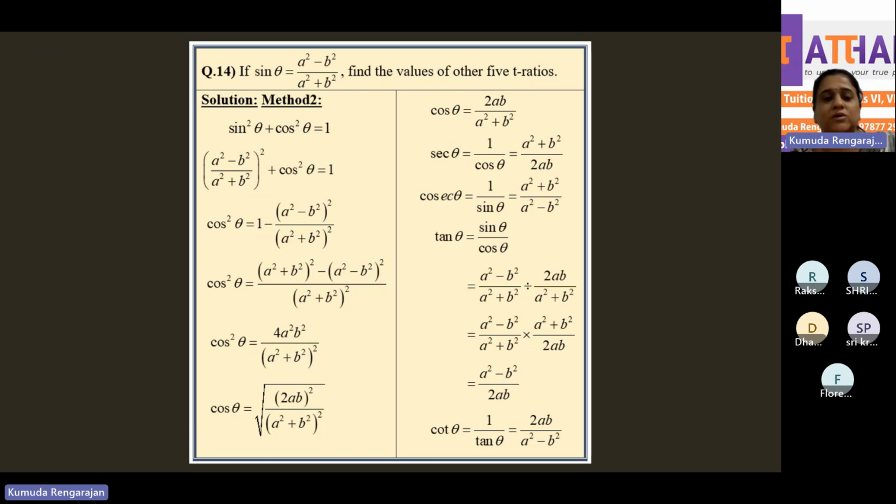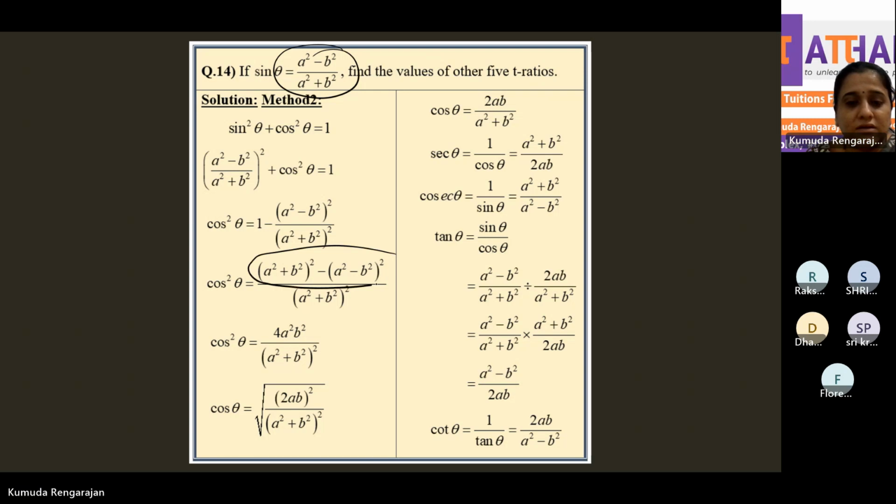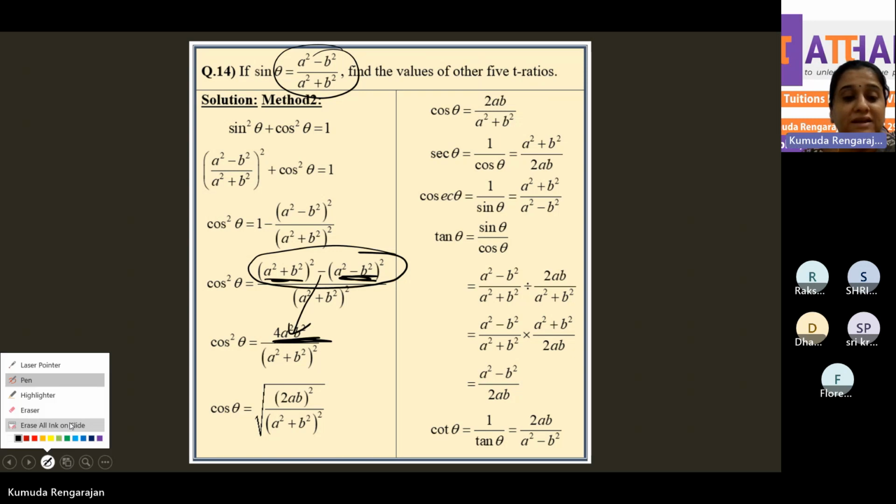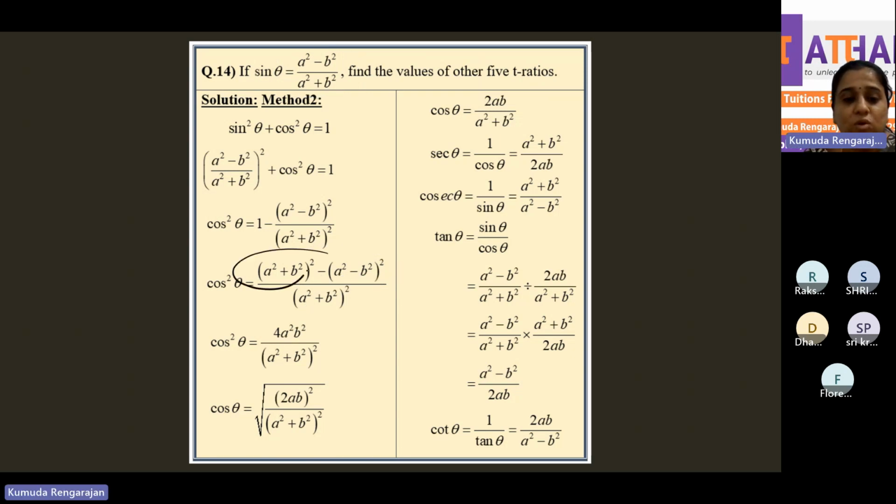But remember, in such questions, remember that identity: a plus b the whole square minus a minus b the whole square is equal to 4ab. Because in most places I've used that. See here, this one: x plus y the whole square minus x minus y the whole square is equal to 4xy. So suddenly you should not wonder how she has written this. Identity: x plus y the whole square minus x minus y the whole square is equal to 4xy. In many places you will get this.